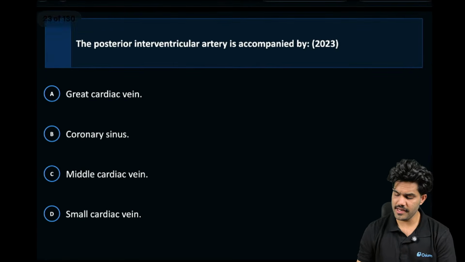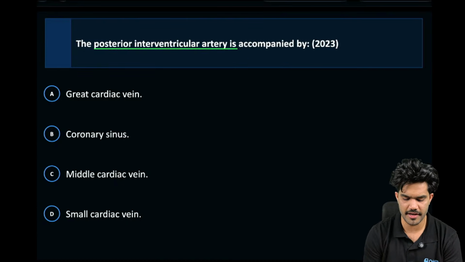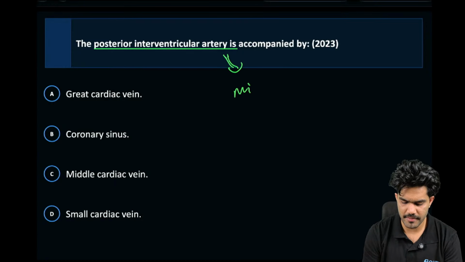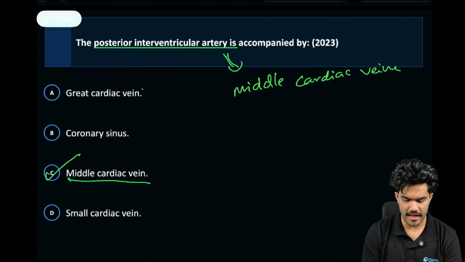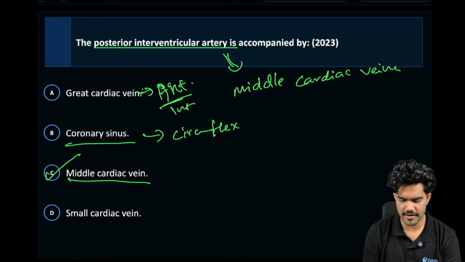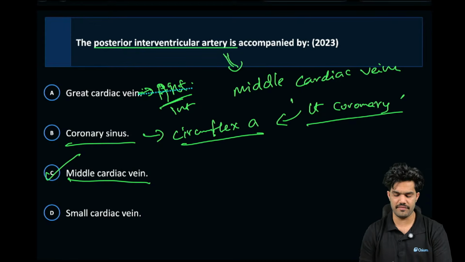Let's see. Posterior interventricular artery is accompanied by, see, posterior interventricular artery. They are talking about posterior. Same question. It is accompanied by middle cardiac vein. Okay. So, let's revise. Great cardiac vein will be what? Anterior interventricular. Coronary sinus, I have told you, circumflex artery, which is a branch of what? Left coronary. Okay, it's a continuation or a branch of left coronary artery.